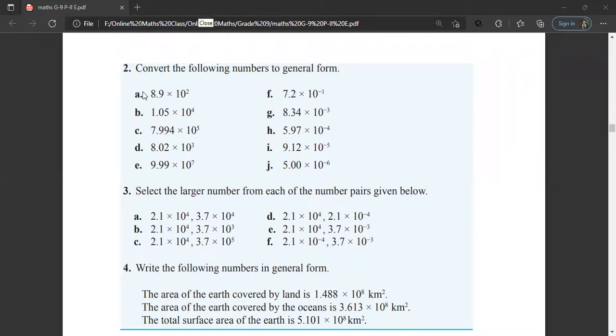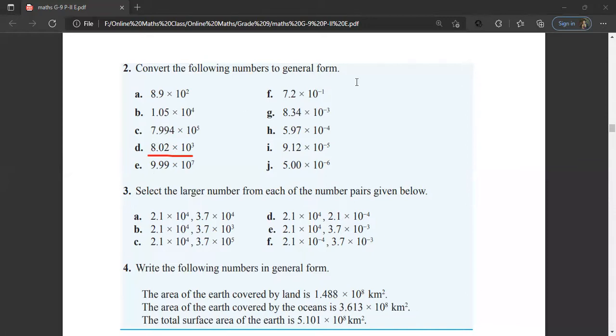Sir, E. Yes, E. I am asking C, right? Then I described C, then D. Before going to E, we have to go for D. What is the answer for D? 8020. 8,020. Yes, very good. 8,020. Good. Next one. Oh, that is a huge number, right?